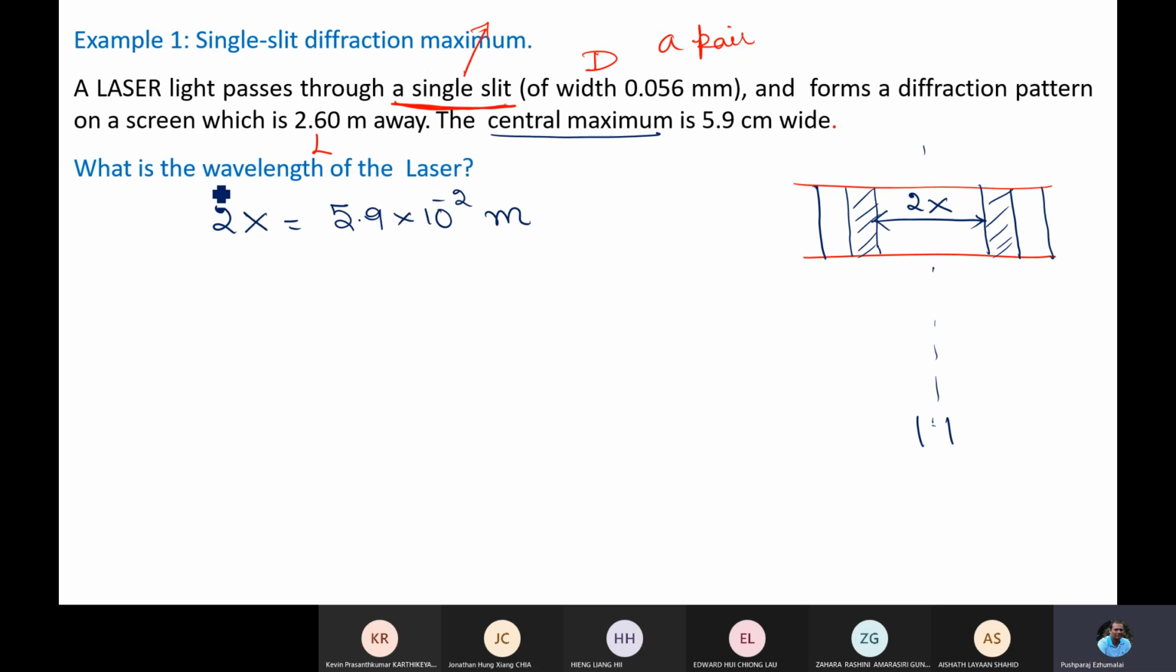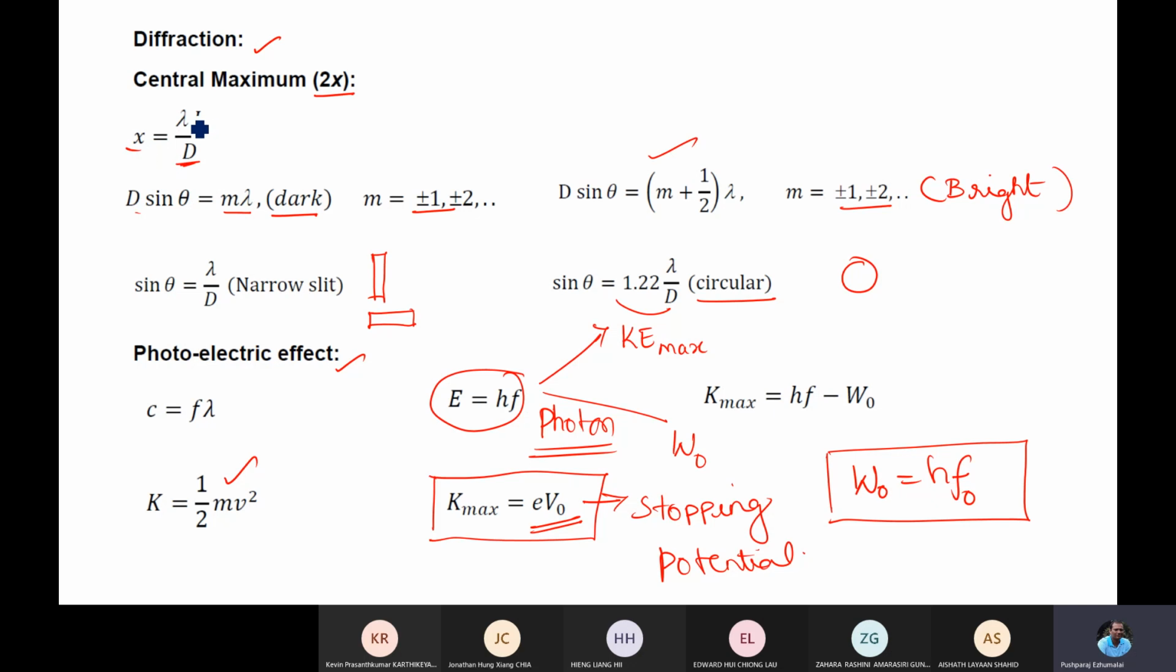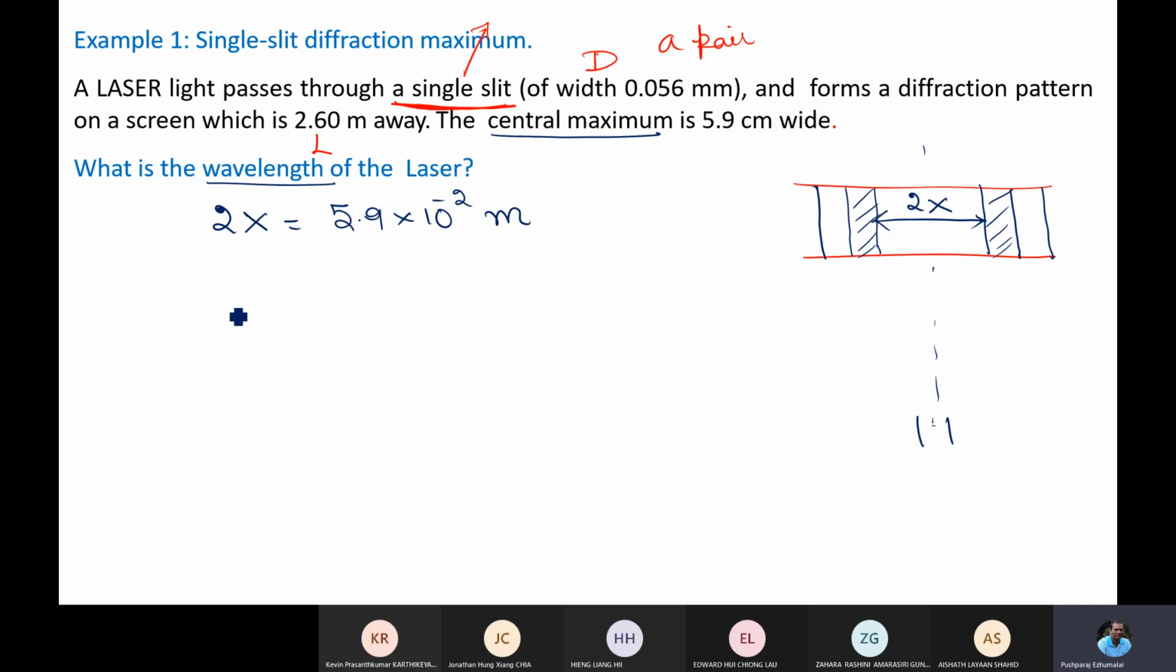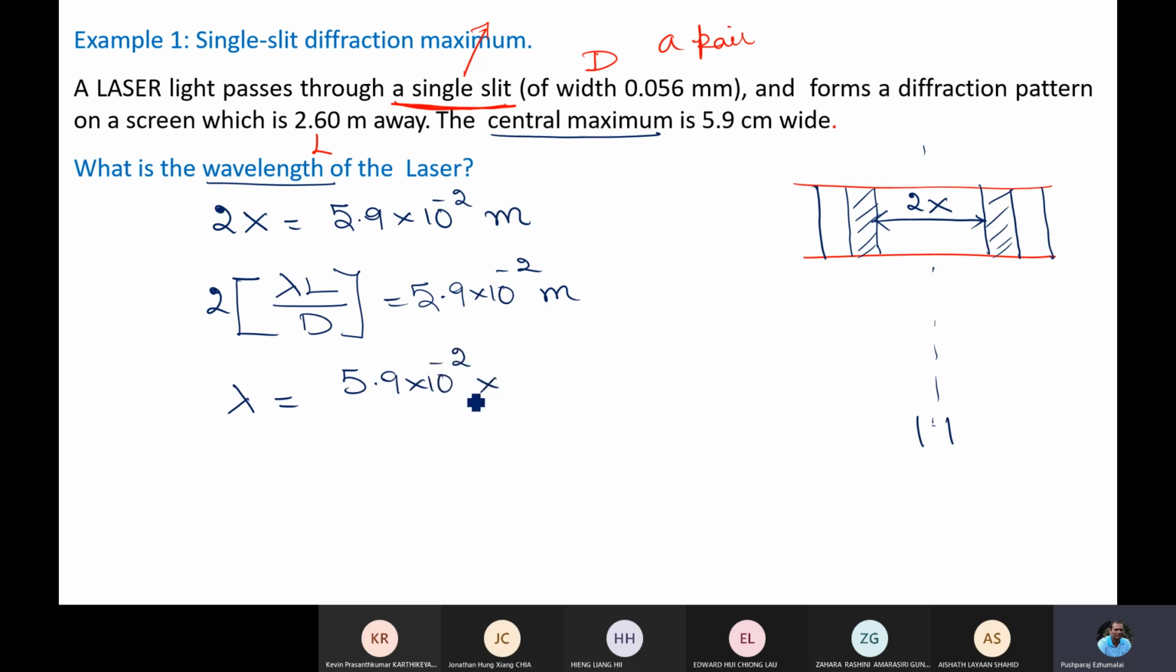What we need to find out is the wavelength of the laser light. So what is the formula for x? The formula is lambda L over D. Instead of x, I can substitute the formula: lambda L over D equal to 5.9 into 10 power minus 2 meter. Our aim is to find lambda, so keep lambda and move everything to the other side: 5.9 into 10 power minus 2 into D.